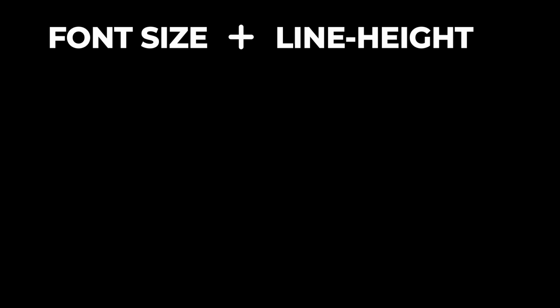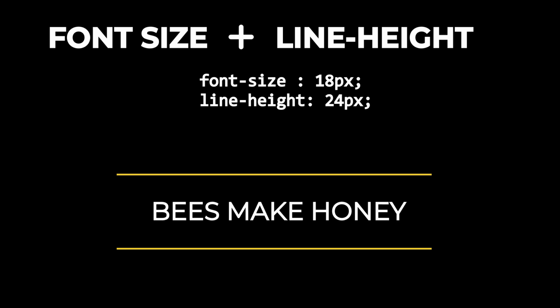Font size and line height work closely together. For example, if you set a font size of 18 pixels and a line height of 24 pixels, the 24-pixel line height includes the actual text height, 18 pixels, and the additional spacing above and below the text. In this case, there would be 3 pixels of space above and below the text. Let's see how this works in practice.